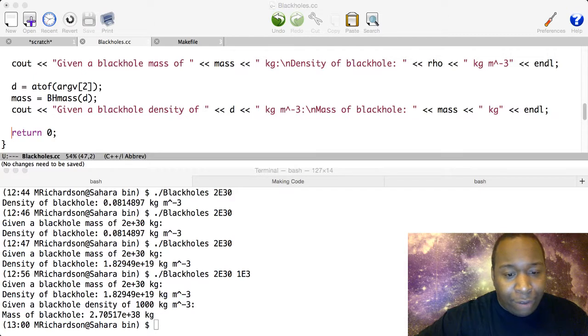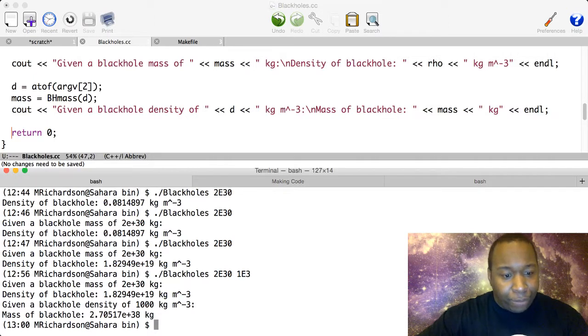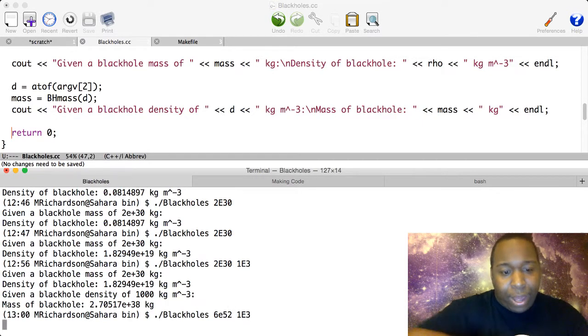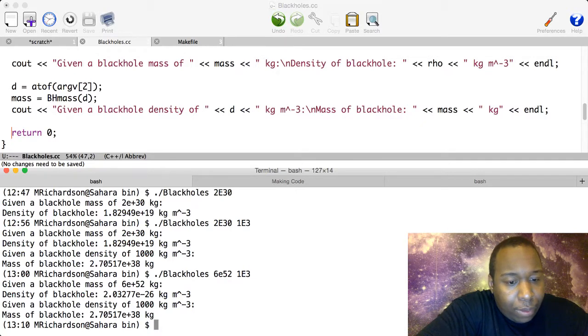And so what I'm going to go ahead and do is use their value of 6 times 10 to the 52 kilograms, and I'm going to rerun our program with that information. So the other one's density. Let's see what happens. So given a black hole mass of 6 times 10 to the 52 kilograms, we're going to get a density of 2 times 10 to the negative 26. And according to what I'm seeing online from the same website, this calculation is about 2 orders of magnitude off.